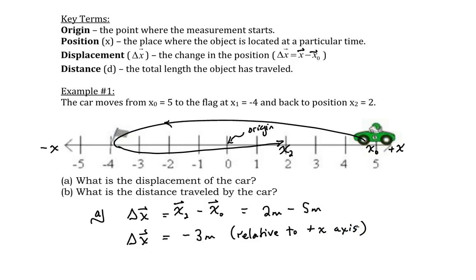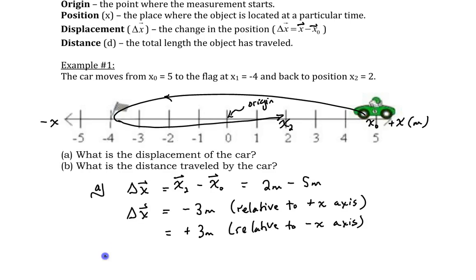So in reality, because we have a negative in here, really the car has moved 3 meters, or 3 whatever it is. I guess we'll indicate this in meters. This means that it's gone 3 meters to the left. So you could, I suppose, say positive 3 meters relative to the negative x-axis. It's up to you. What about the total distance that the car traveled?